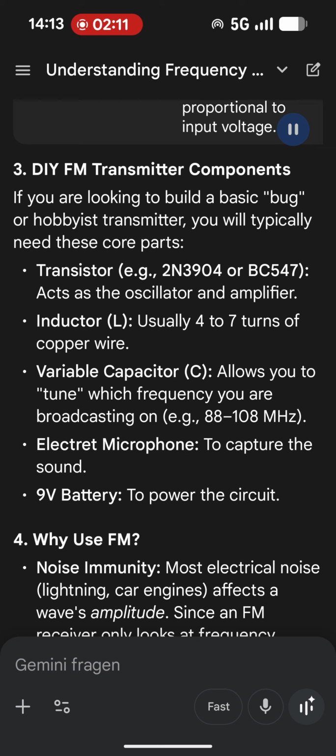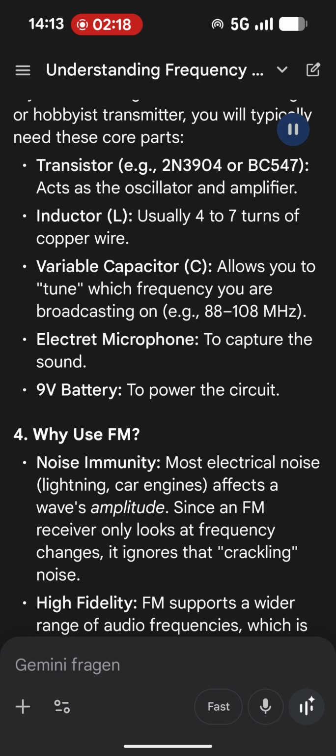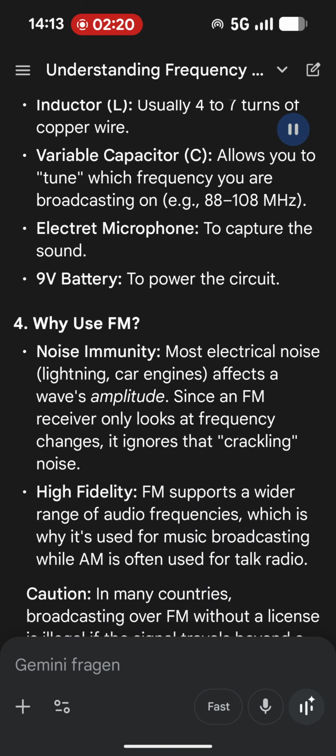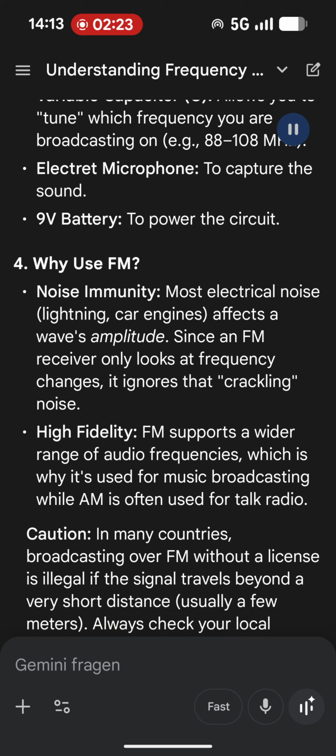Variable capacitor, C, allows you to tune which frequency you are broadcasting on, e.g. 88 to 108 MHz. Electret microphone, to capture the sound. 9 volt battery, to power the circuit.